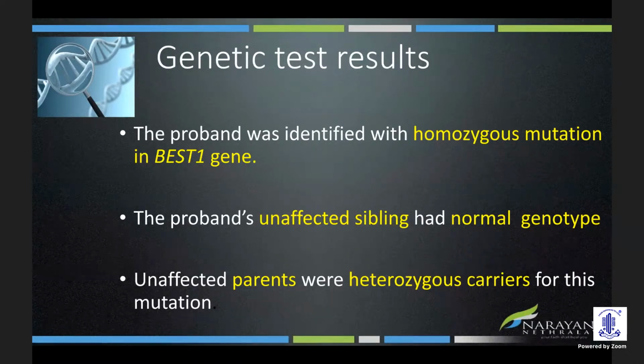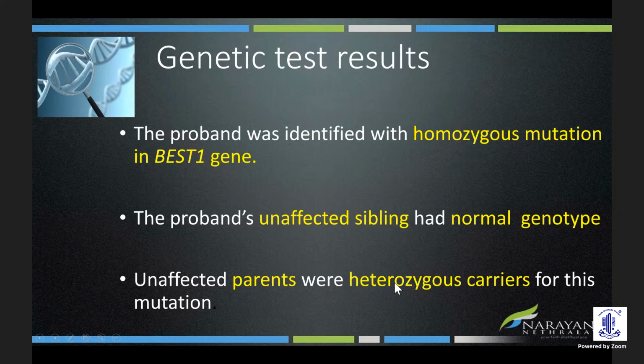Okay, fine. So when we did genetic testing, this patient had a homozygous mutation in the BEST1 gene. Homozygous means both the alleles were defective. In the first case, if you remember, it was heterozygous, where one allele was normal and the other allele was defective. The proband's unaffected sibling had a normal genotype. The parents were heterozygous carriers.